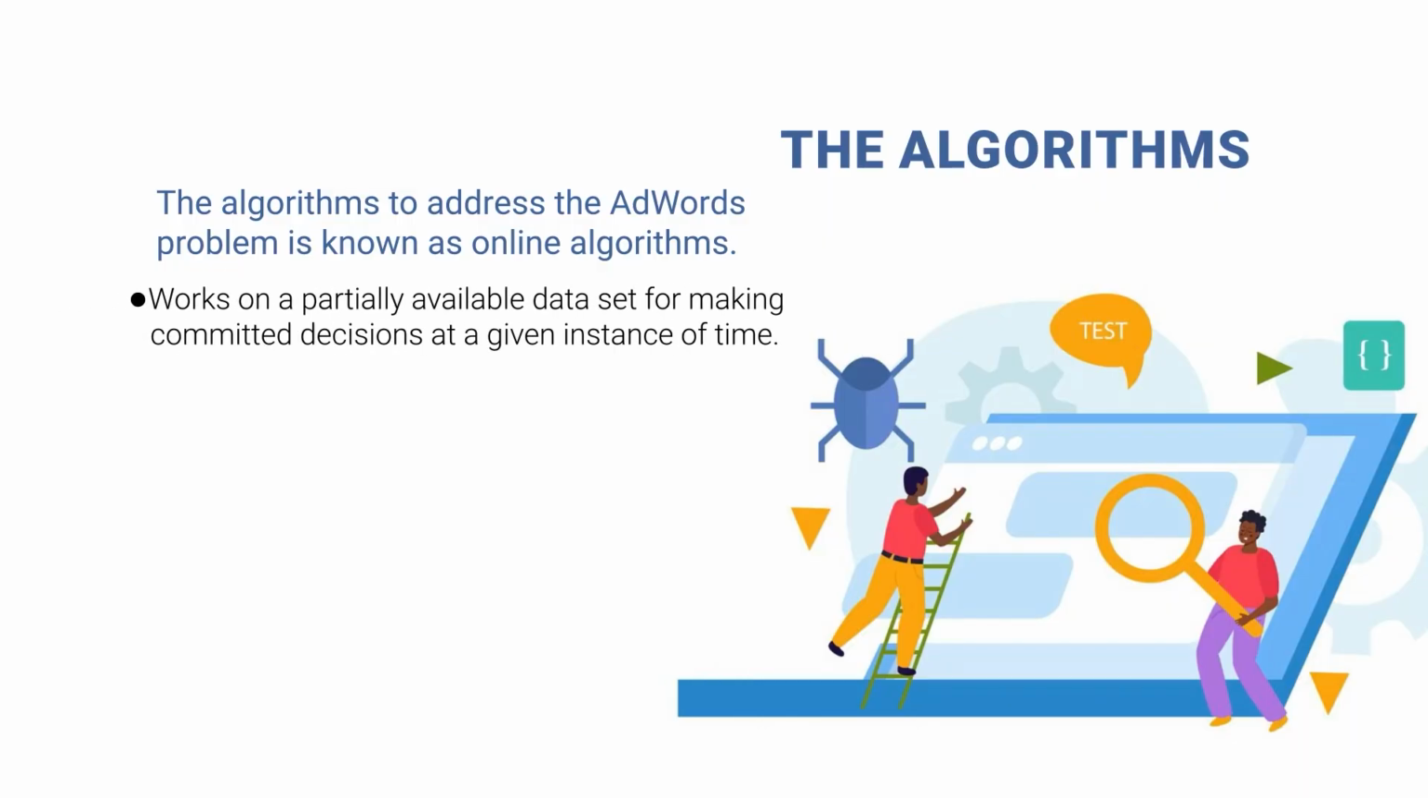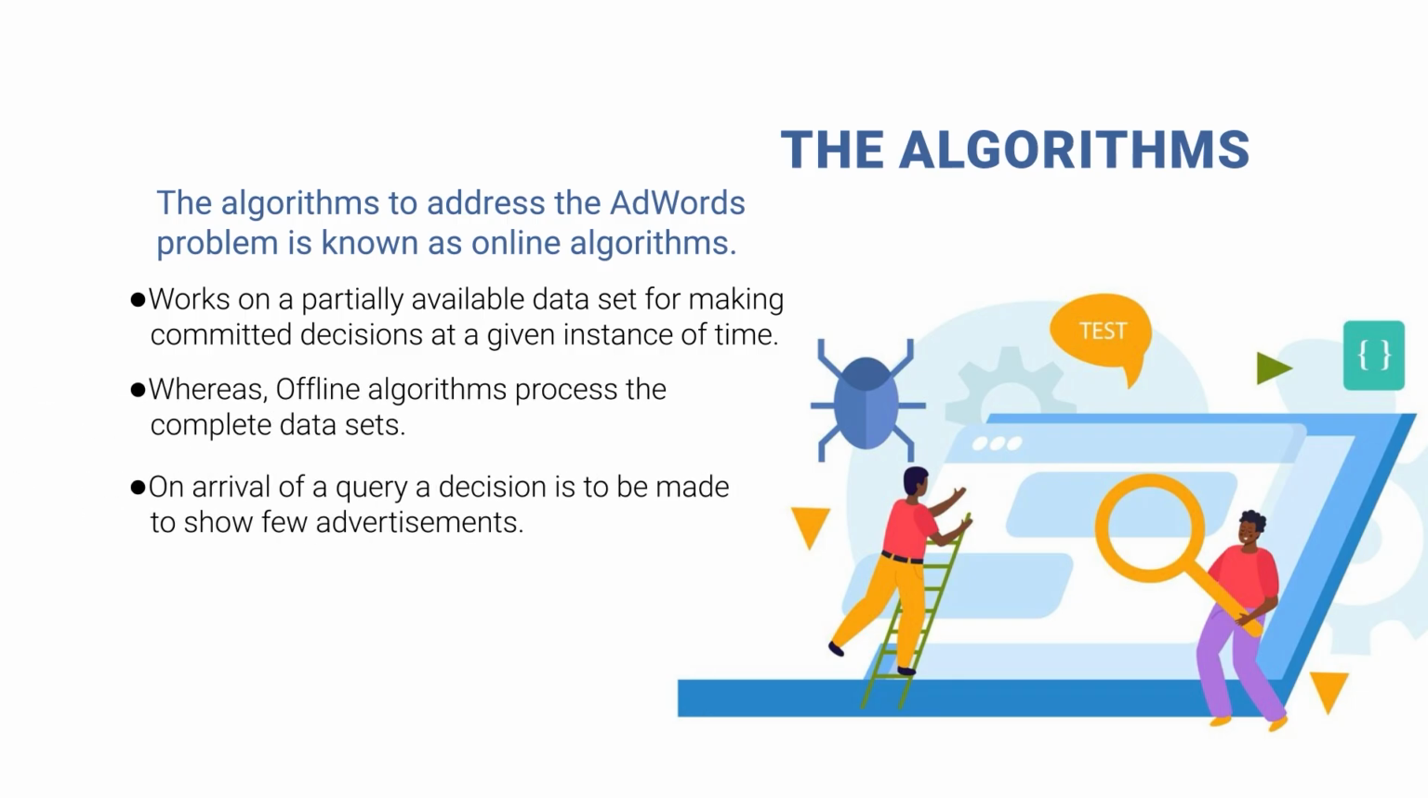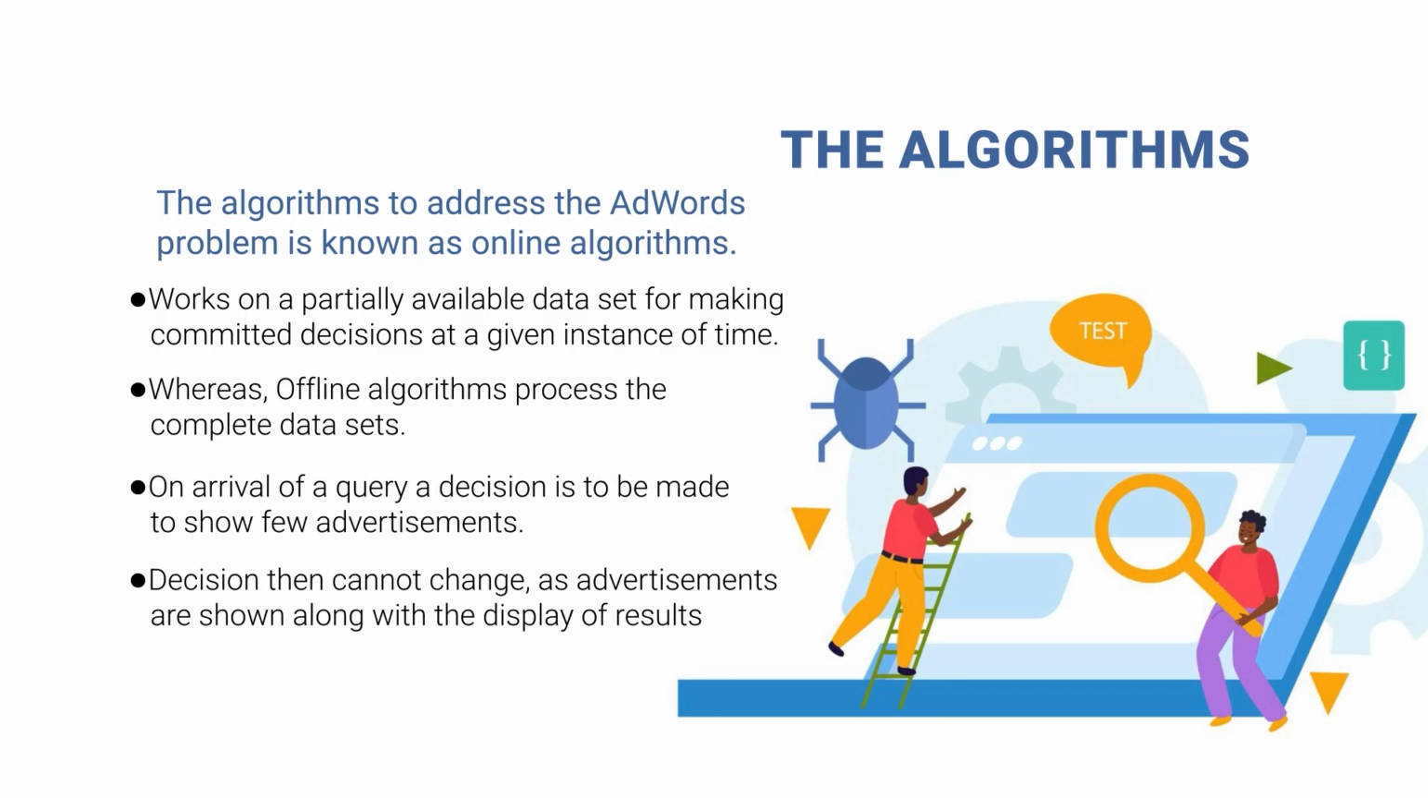So an online algorithm works on a partially available data set for making committed decisions at a given instance of time. On arrival of a query, a decision is to be made to show a few advertisements. The decision then cannot change, as advertisements are shown along with the display of the results.